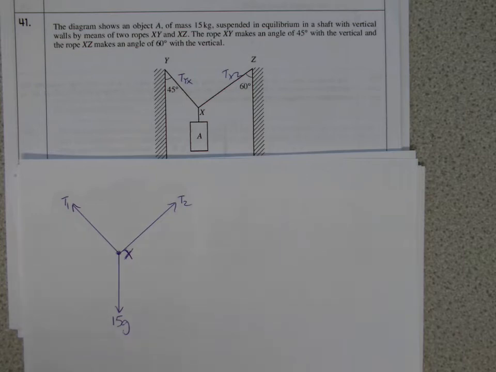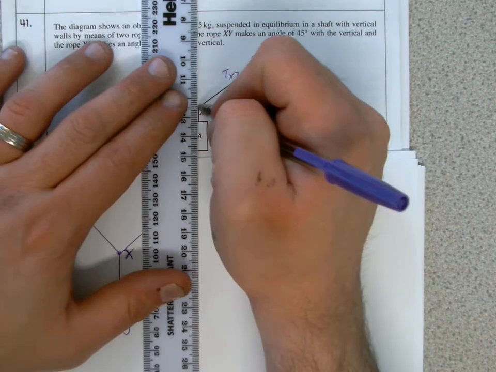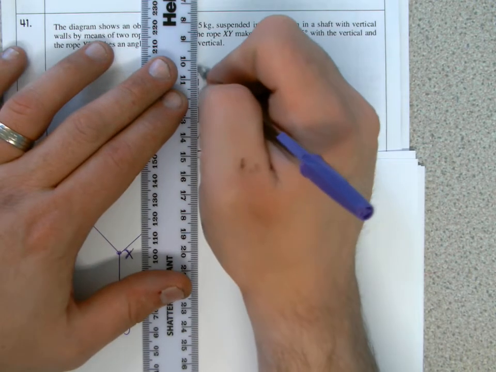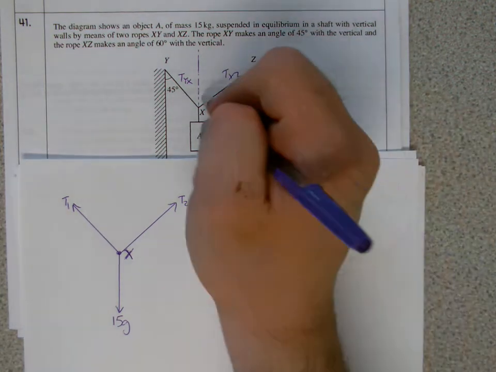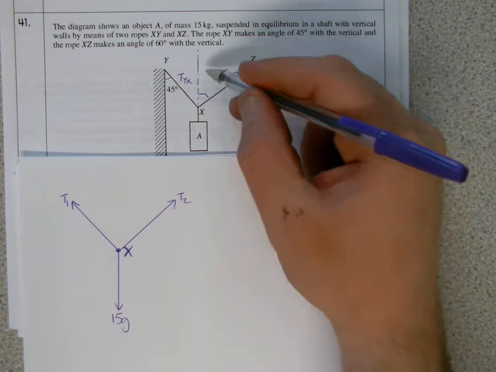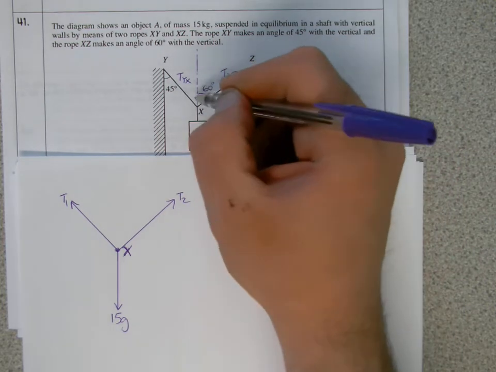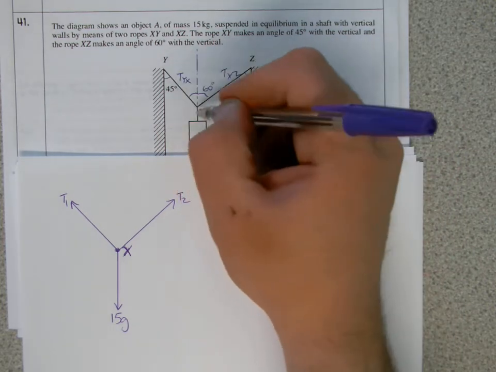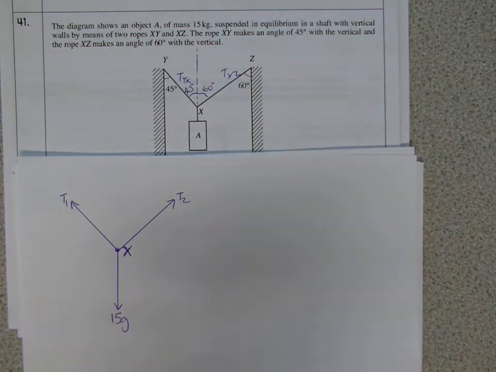But what we need is the angles at x, and we don't have them. We have the angles up here. But if I draw a parallel line here, going upwards from that weight, what I hope you notice is we've got a Z angle. So this angle here is the same as that angle there, because that line is parallel. So that's going to be 60. And similarly, this angle here is another Z angle, so that's going to be 45 degrees.